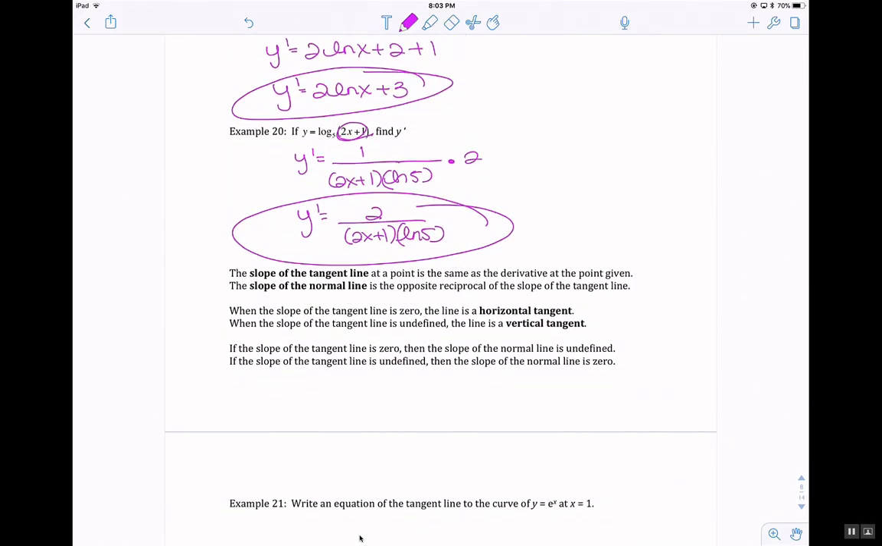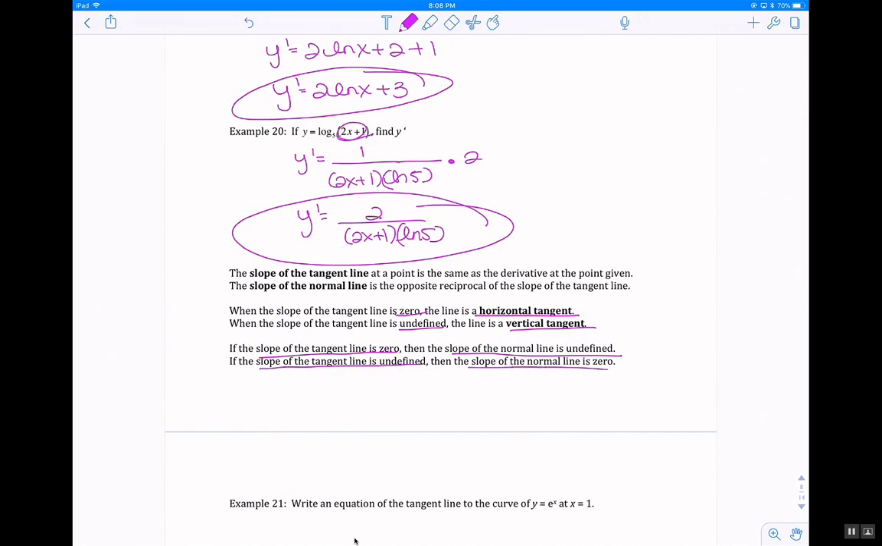Slope of the tangent line, we've done before. Derivative, plug in the point. Slope of the normal line is perpendicular to the tangent line, which means opposite reciprocal, which means flip the fraction, flip the sign. Okay, so your slope of the tangent line being equal to 0 means that there's a horizontal tangent, and if it was undefined, you would get a vertical tangent. If the slope of the tangent line is 0, then the slope of the normal line is undefined. And if the slope of the tangent line is undefined, then the slope of the normal line is 0.